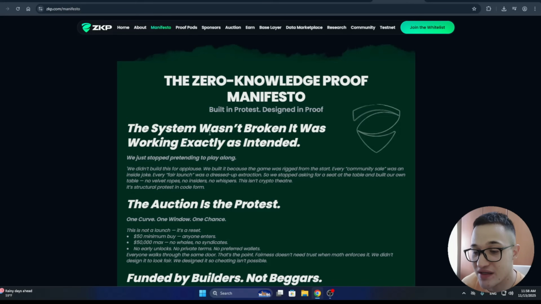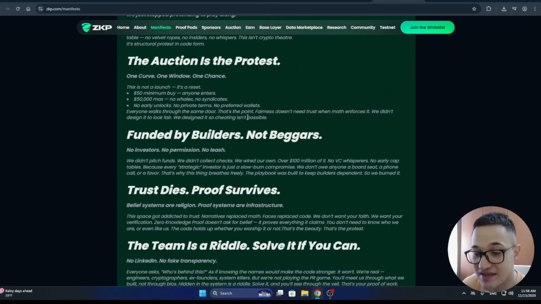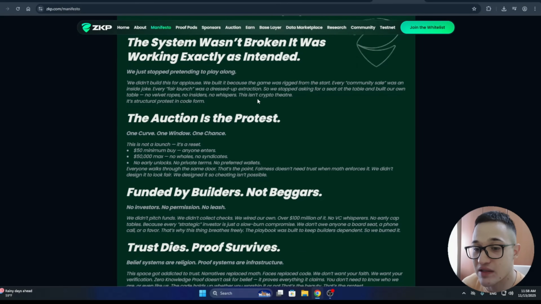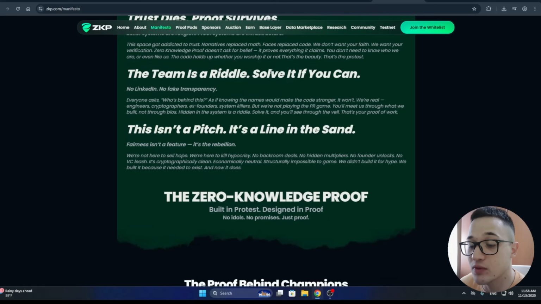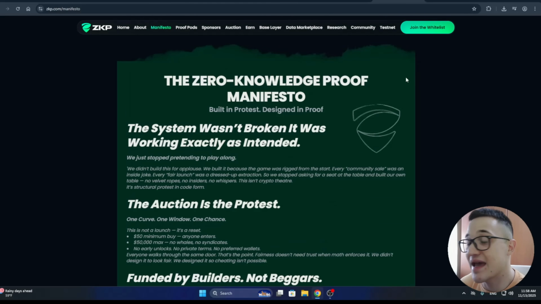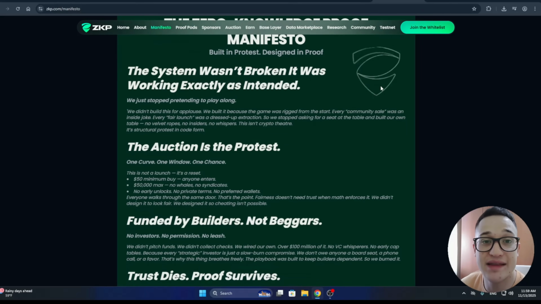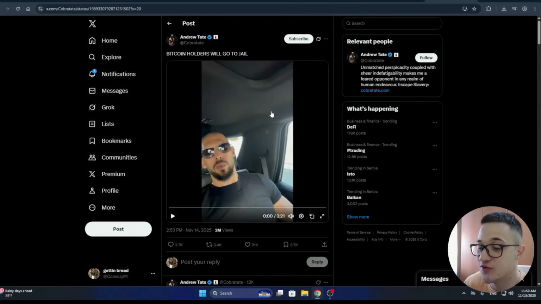So their manifesto is right here. The system wasn't broken, it was working exactly as intended, but it was not in favor of daily users. And the auction is the protest against it right now. So we just stopped pretending to play along, and now, guys, zero knowledge proof is standing up to the big leagues and taking a stand. So guys, all in all, the $100 million infrastructure has already been built, and they have huge sponsorships going alongside it. Hardware has been built and is ready to ship. There is fair distribution, and it's operational on day one, and this is what we want to showcase to you right now, guys. Andrew Tate talking about zero knowledge power.